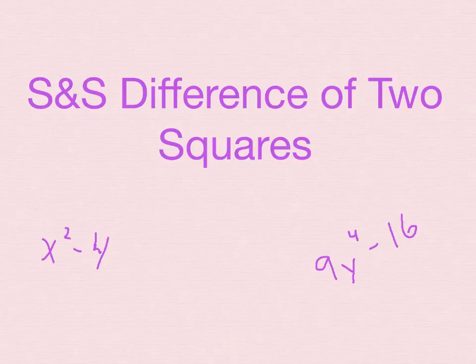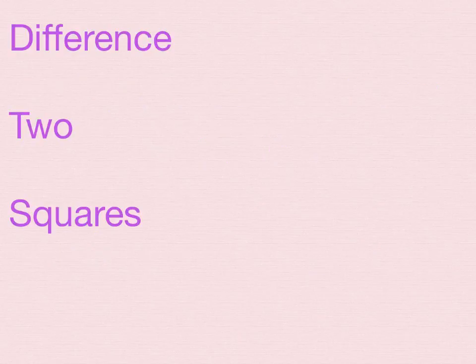Short and sweet, factoring using the difference of two squares. First, a little vocabulary that'll help us with this topic. First of all, we know the difference is generally the answer to a subtraction problem. So we'll always be looking for a subtraction symbol.